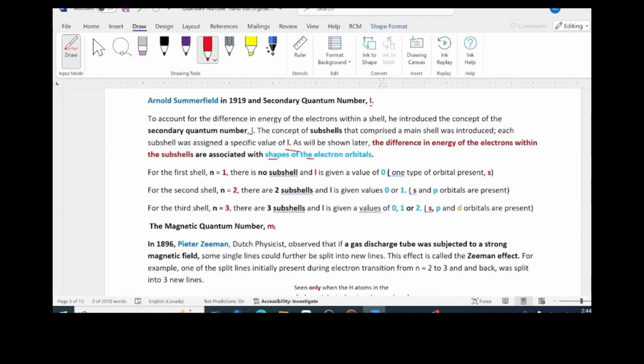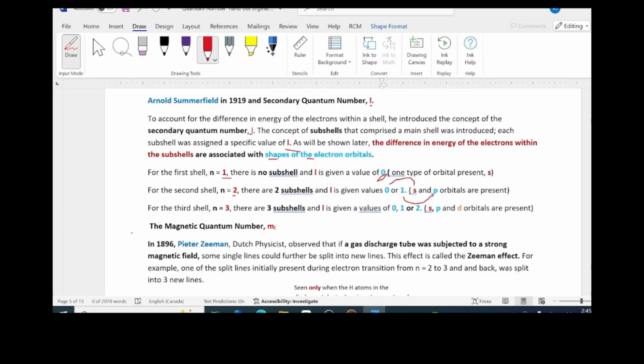For the first shell, where n is equal to 1, there is no subshell, and l is given the value of 0. So the K shell that has only 2 electrons would only have one orbital with no subshell, and it is given an l value of 0. For the second shell now, there are 2 subshells, and l is given values of 0 or 1. Later you'll find that when l is equal to 0, it corresponds to the s subshell, and when l is equal to 1, it corresponds to the p subshell.